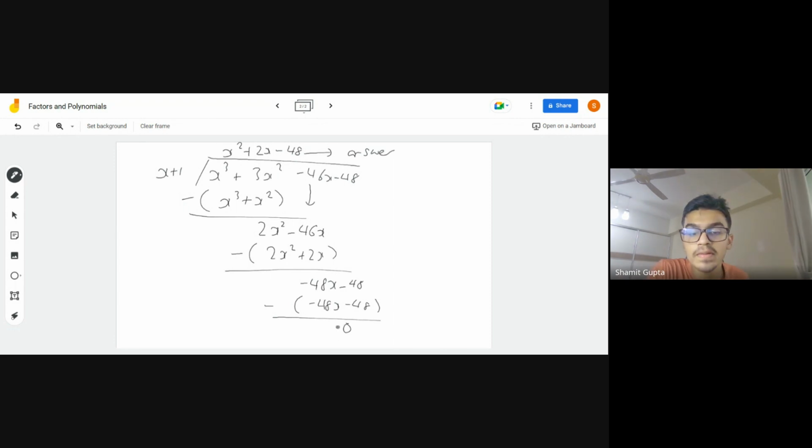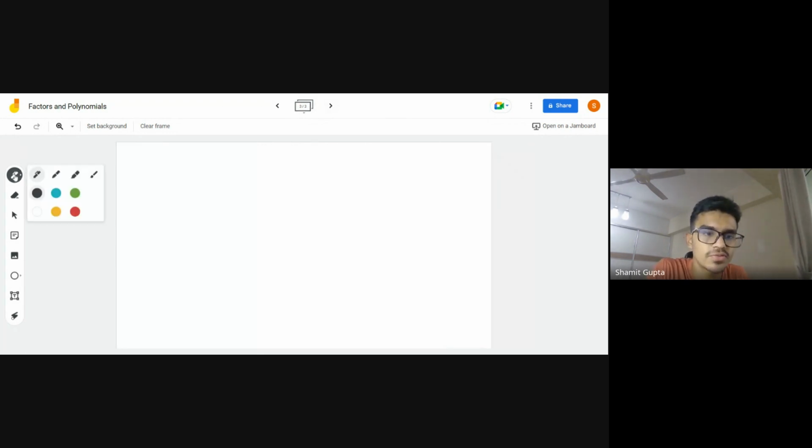Now your remainder is 0. Your remainder is not always 0. Now, this was division at its core. That took a little bit longer than expected, but it's okay. Now let's go to factors and polynomials.